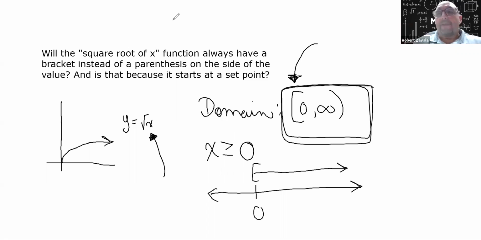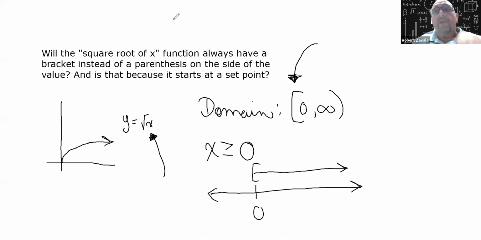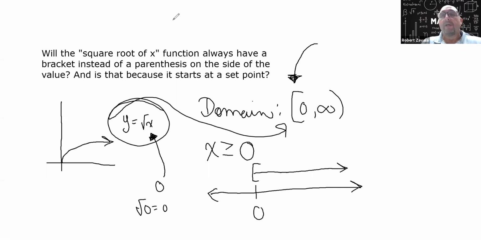And yes, the 0 is included because I can still put 0 in for x. The square root of 0 is still 0. That's fine. But I cannot go to the left of 0. I cannot put a negative value in for x. So in our case, when we're referring to the square root, the domain will have a bracket on the value that's included. And just as an FYI, the infinity sign for our purposes will always have a parenthesis.